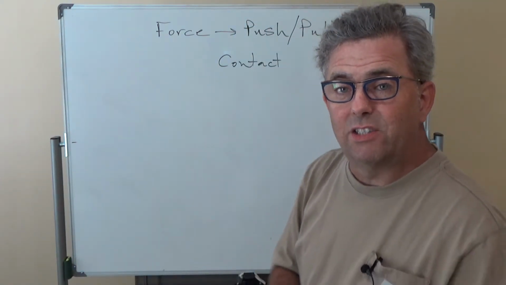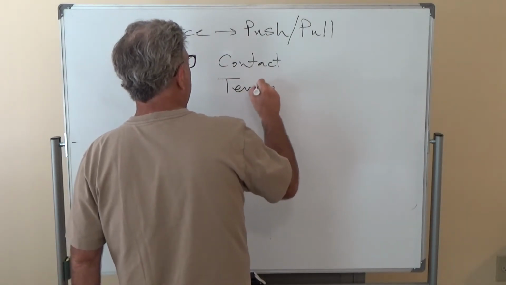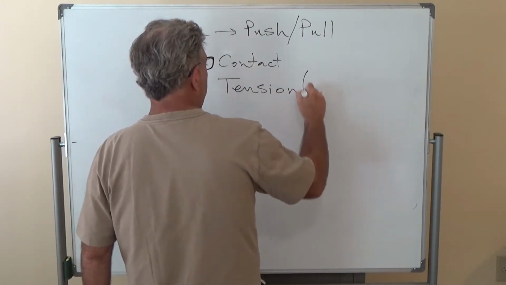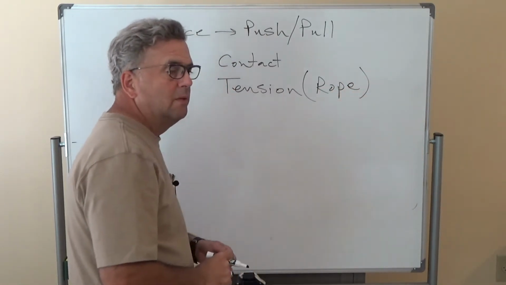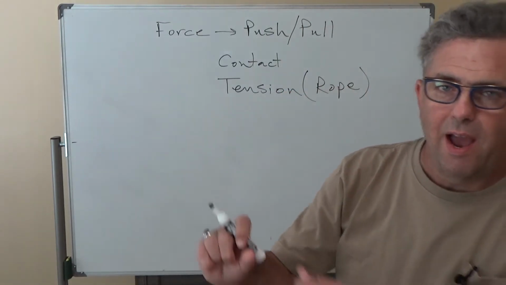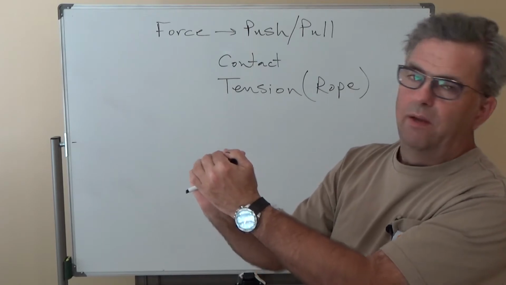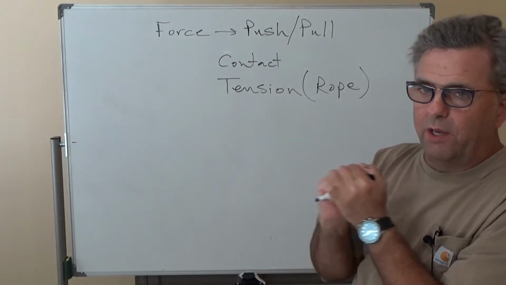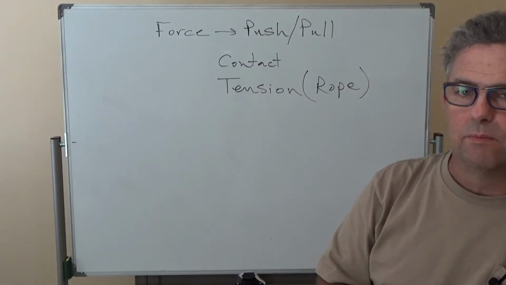You can have a tension force. That's like a rope pulling on something. You have an object that's tied to a string or a rope, and you're pulling on it, you're pulling it along. That would be a tension force.